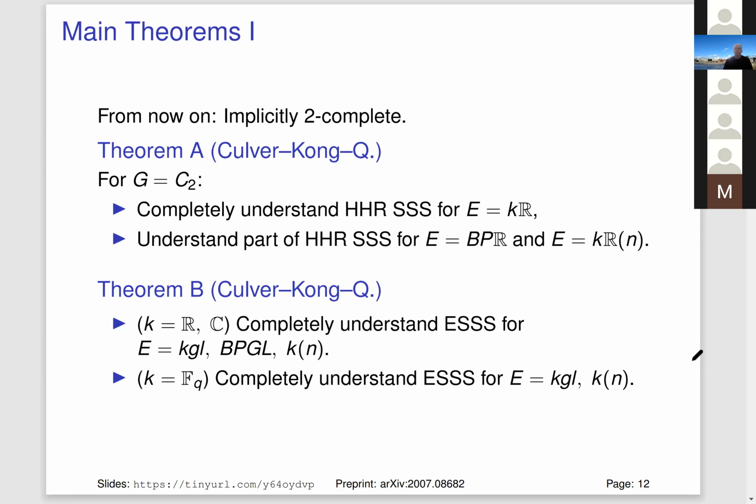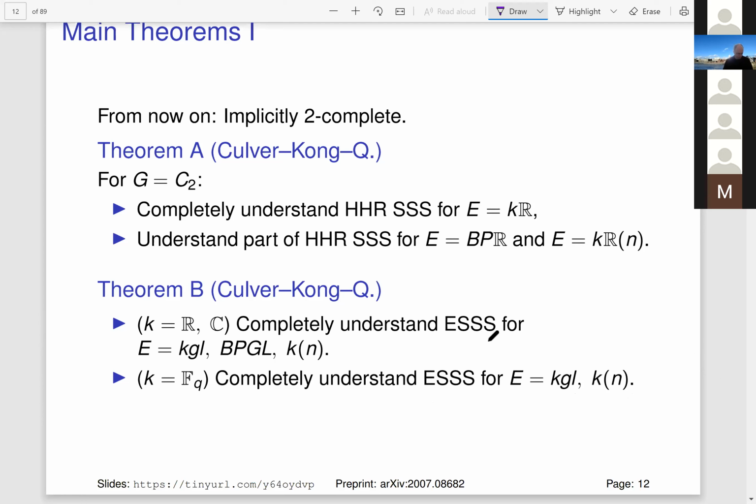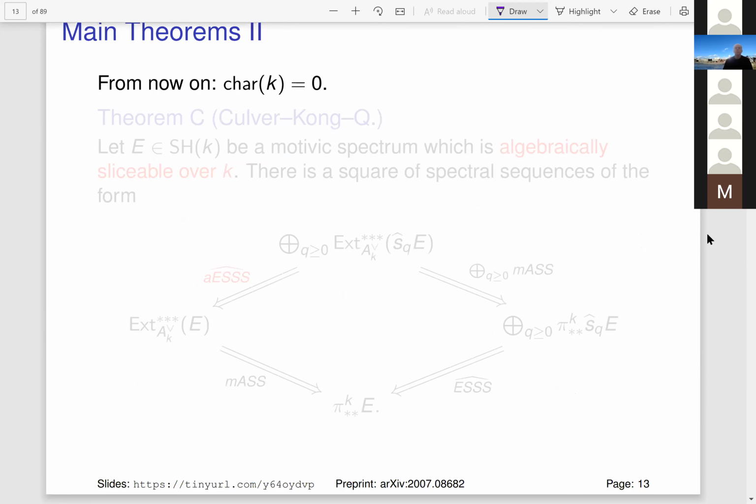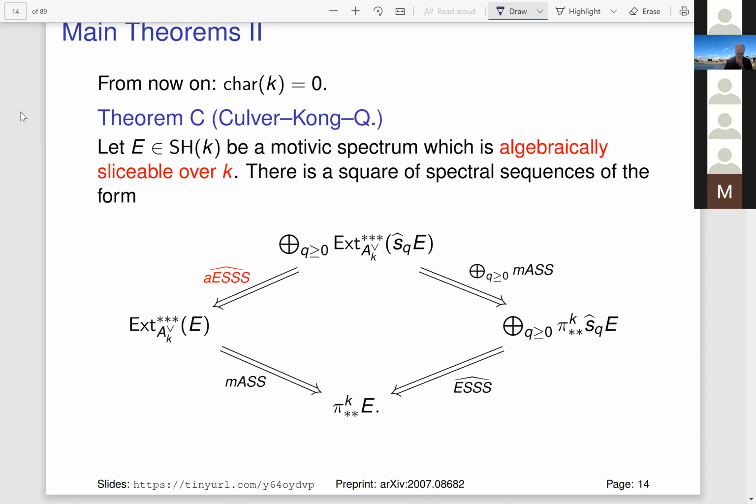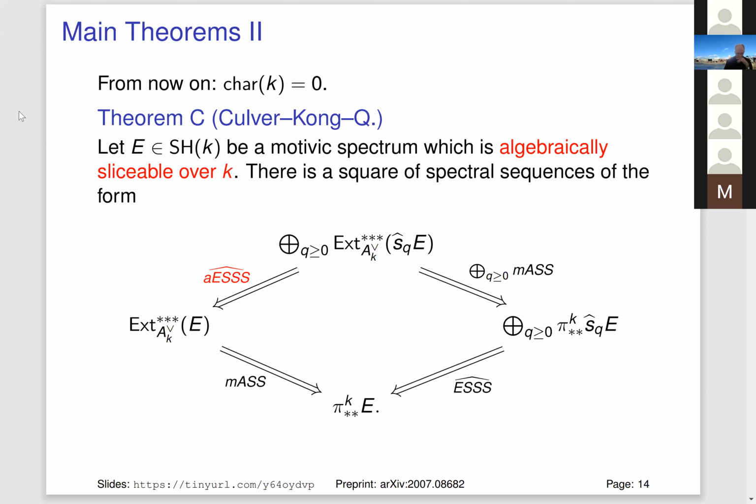Now I want to tell you, how do we do that? So how do we understand the effective slice spectral sequence? For now, I'm just going to restrict to the case where my base field has characteristic 0. Again, you can do it more generally, but I'll just make my life easy now. So our main computational tool is this theorem C. Let's say that E is a motivic spectrum which satisfies this condition in red. For now, I'm just going to ignore it.